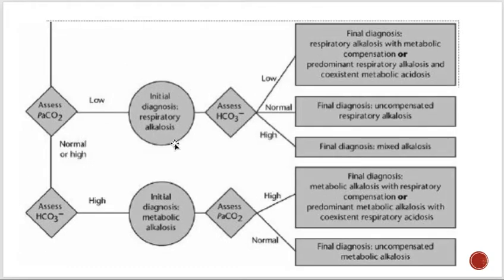And same thing here: when the body is alkalotic, you assess carbon dioxide. If it is low, then it is respiratory alkalosis. But after that you assess bicarbonate. If carbon dioxide is low, of course bicarbonate should be low for the compensation. So the final diagnosis is respiratory alkalosis with metabolic compensation.